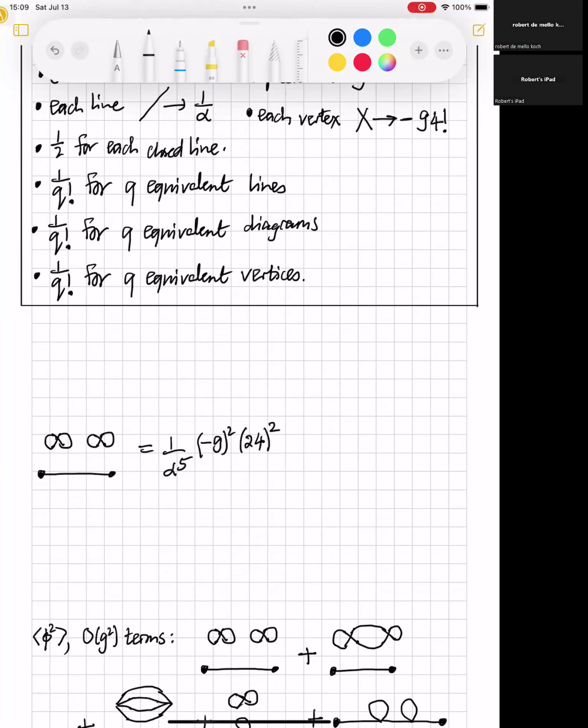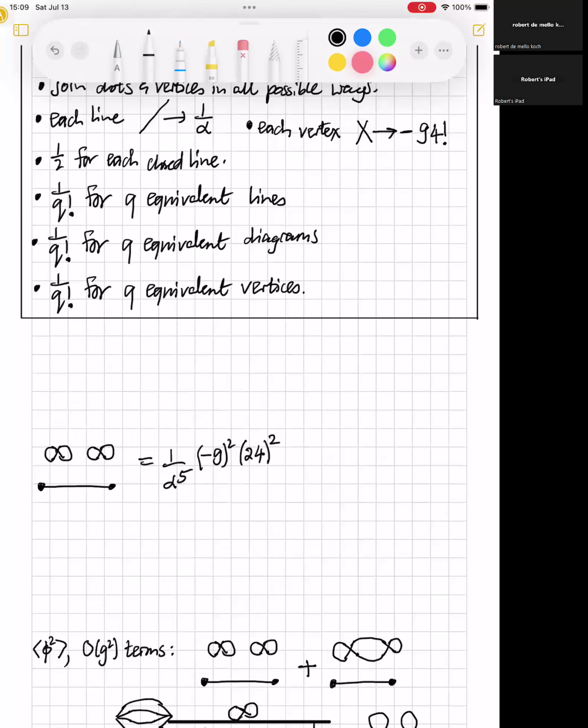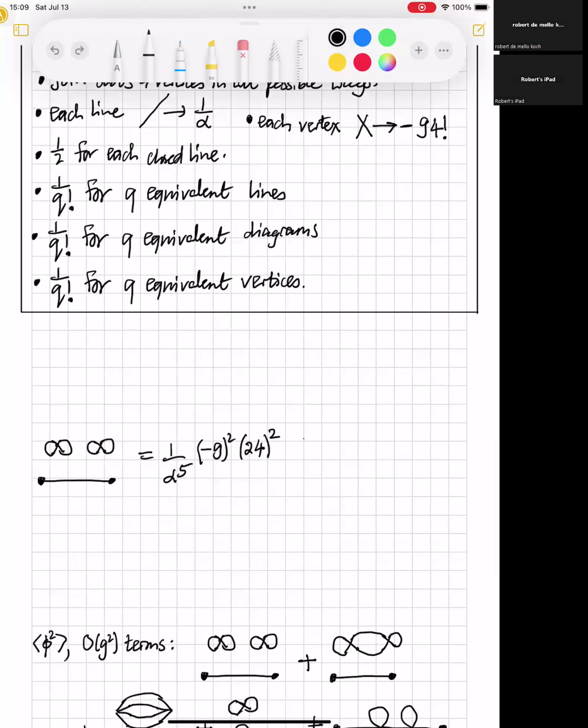Okay? And now, how many closed lines do we have? So we need 1/2 for each closed line. And there's 1, 2, 3, 4 closed lines. Notice that both red lines and both green lines have the same start and end point. So there's a total of 4 closed lines. So we'll have 1/2 to the power of 4, and that is from the closed lines.